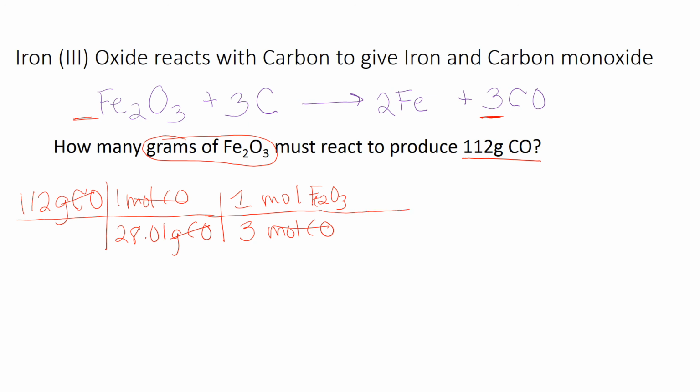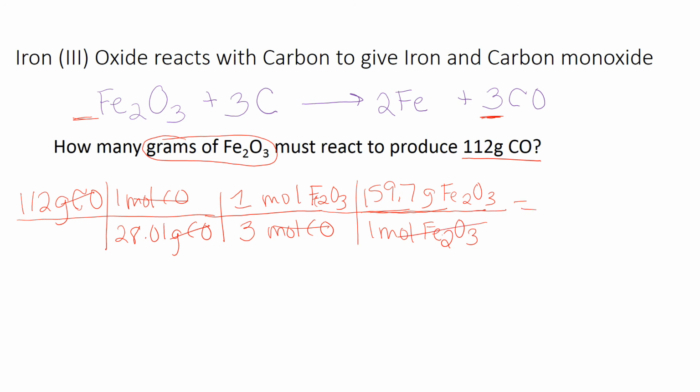They didn't ask me for moles of iron 3 oxide, though. They asked me for grams. So last step is to convert those moles to grams. And I know that 1 mole of iron 3 oxide is equivalent to the molar mass of iron 3 oxide. So to save us some time, I'm just going to tell you the mass is 159.7 grams for iron 3 oxide. I keep saying iron 2, I'm sorry.